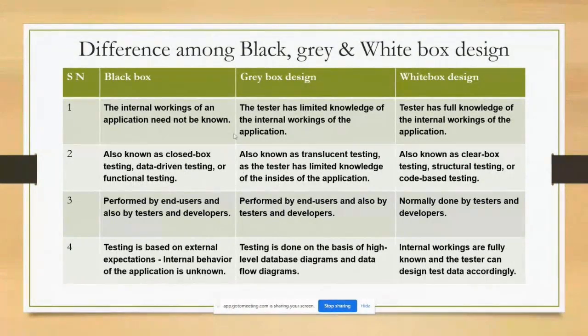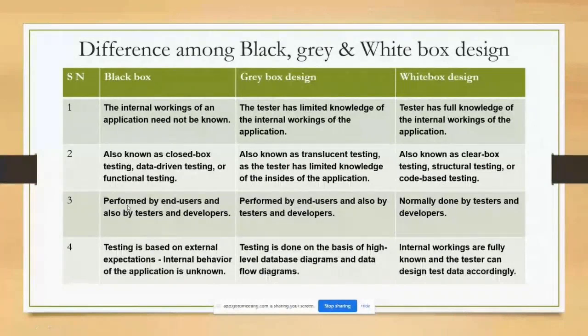Grey box is known as translucent testing, because somewhat we can watch, we can see, we can visualize, but clearly not. So it is a translucent method. A little bit of half knowledge is there. The white box is a clear box, which can be synonymously called structural testing or code-based testing, where the internal working is clearly described or known.